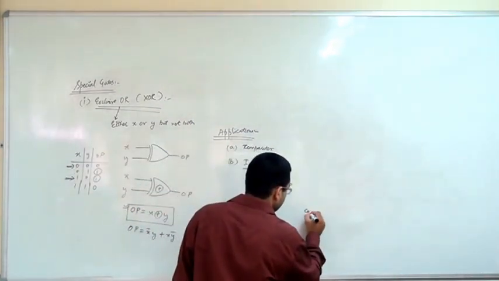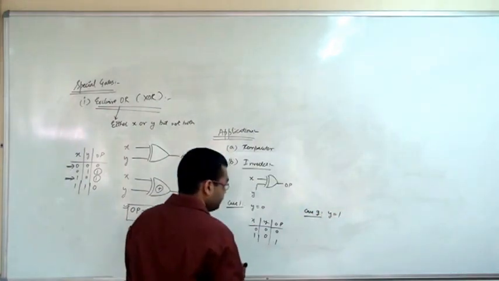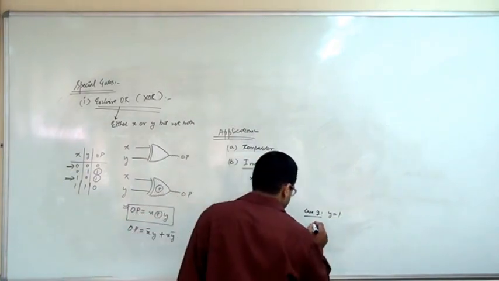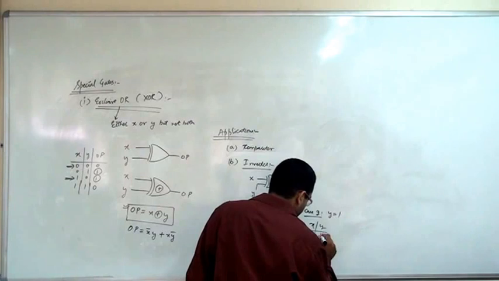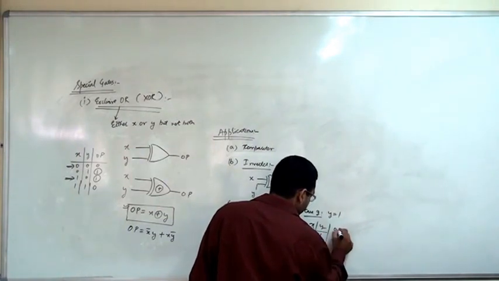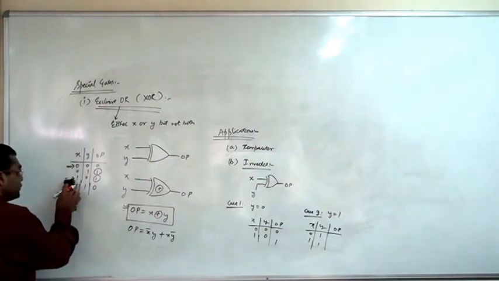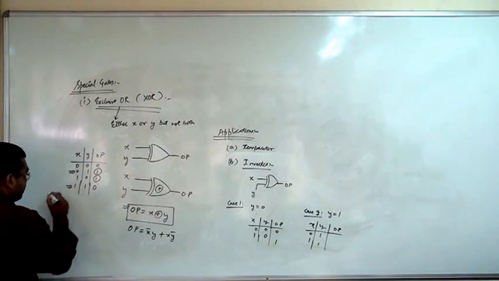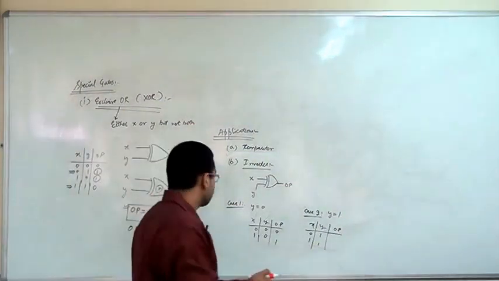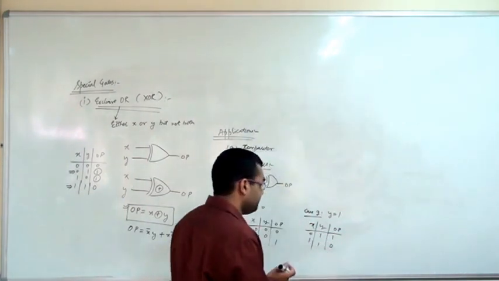Case 2, I put y equal to 1 permanently. So I have x and y. X can be 0, 1 and y is 1 and 1. What is the output? From the table, you now extract rows 2 and 4. So this will be 1 and 0 respectively.